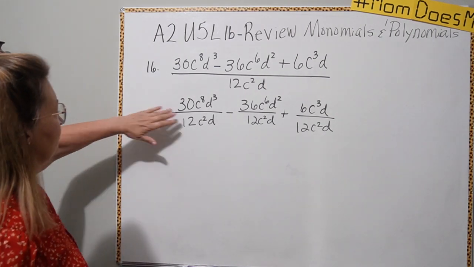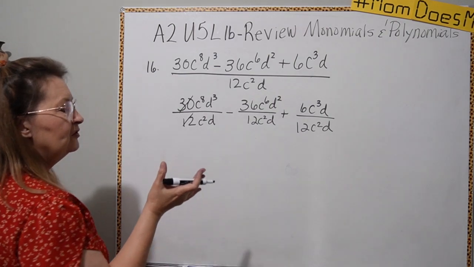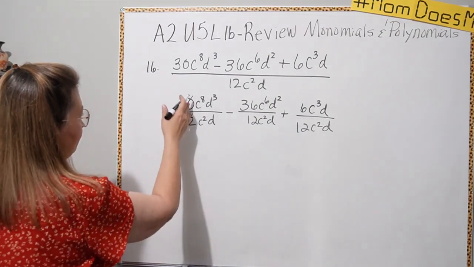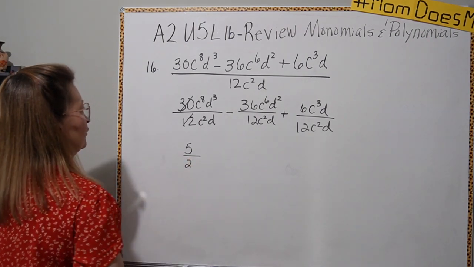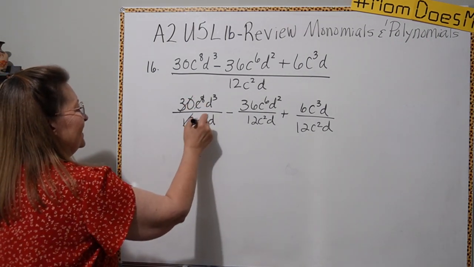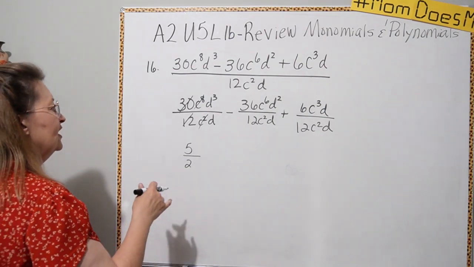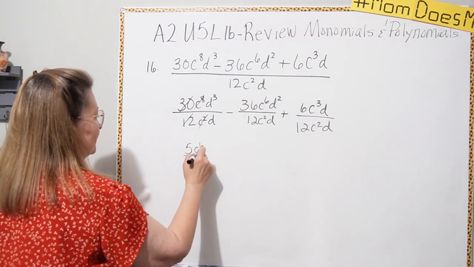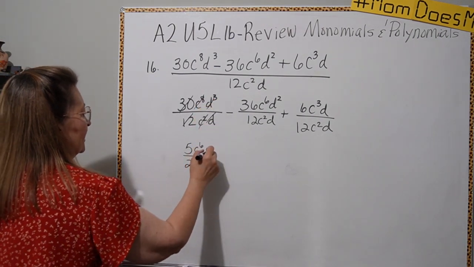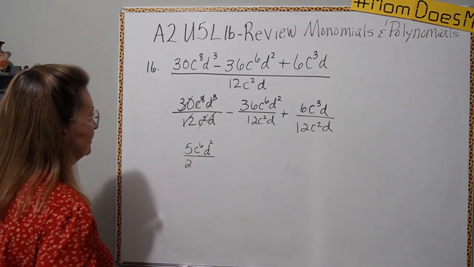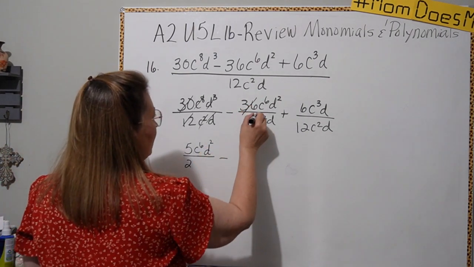Okay, so now let's just reduce each one. 30 and 12. Well, both of those are divisible by 6. So when I divide that by 6, I'm going to get 5 over 2. All right, c to the 8th over c to the 2nd, subtract exponents and put it where the largest exponent is. So that's going to be c to the 6th on top. And then d to the third over d, subtract exponents, put it up here. So that's d squared.